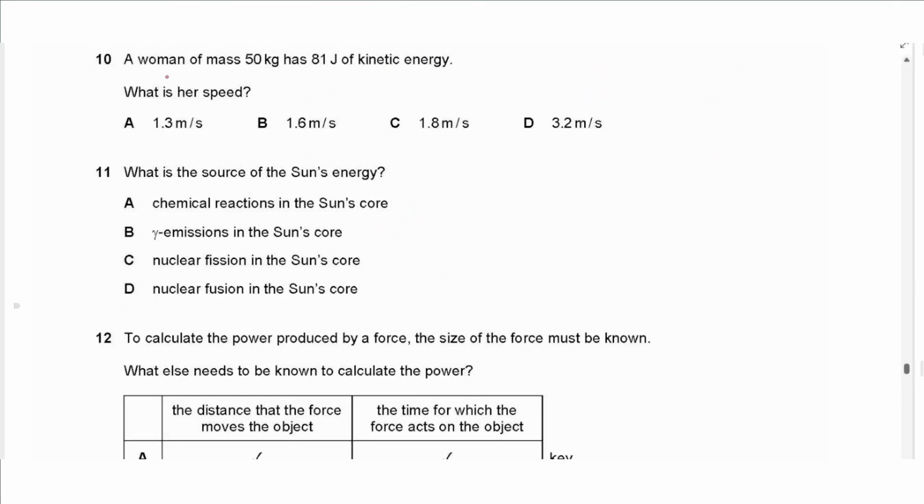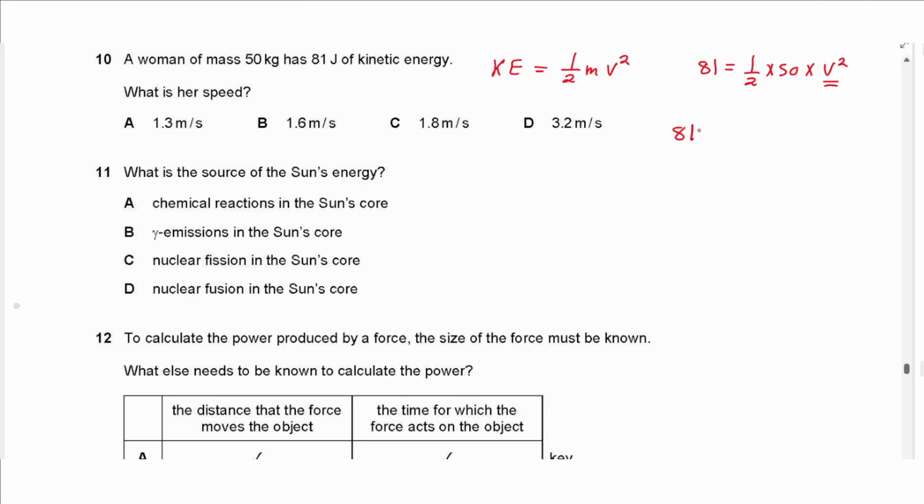Question 10 says a woman of mass 50 kilograms has 81 joules of kinetic energy. What is her speed? So the kinetic energy has an equation of half m v squared, where v squared is the speed squared. So we substitute, we have 81 equals half multiplied by 50 multiplied by the speed squared. So we make the speed the subject of the formula.